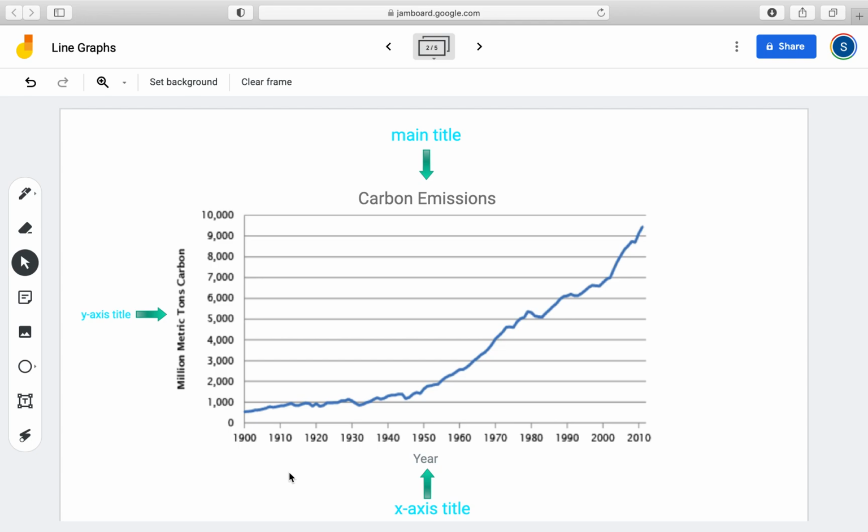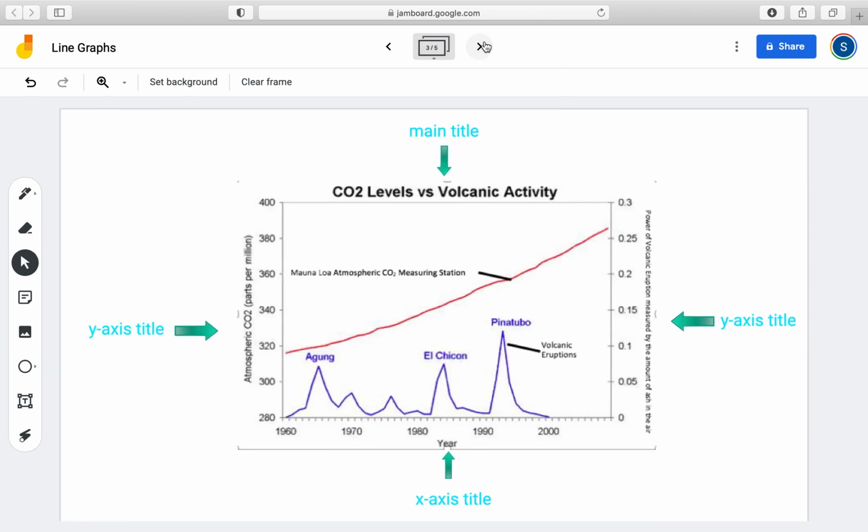And we can also have a double line graph where there are two Y axes. Okay, there's one X axis and there would be two Y axes showing you two different values. So let's look at that example here.